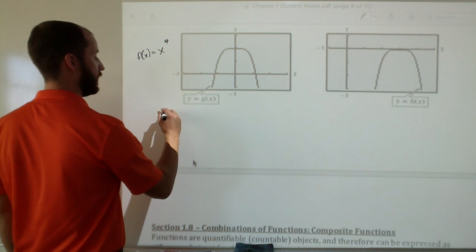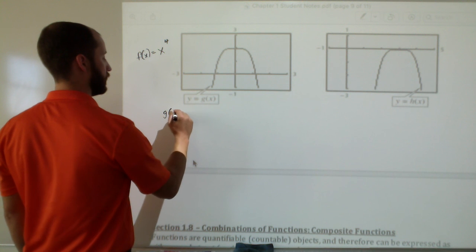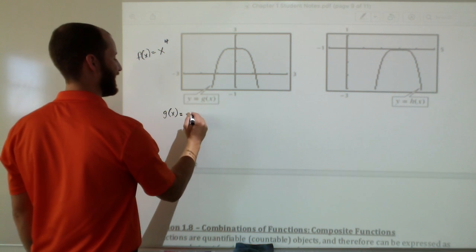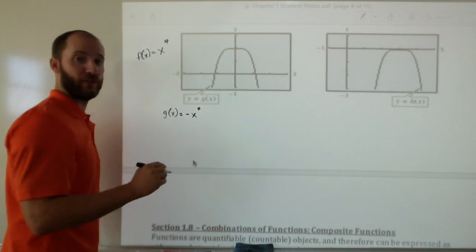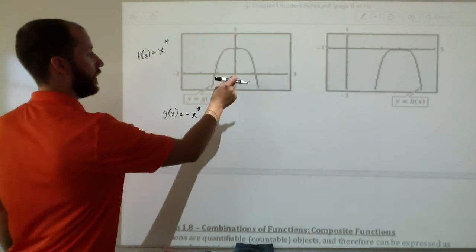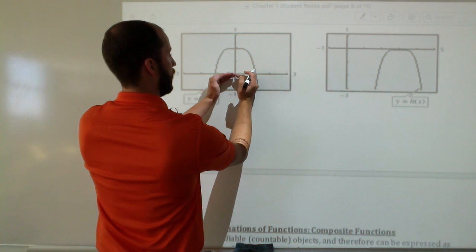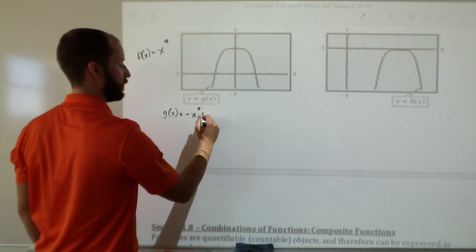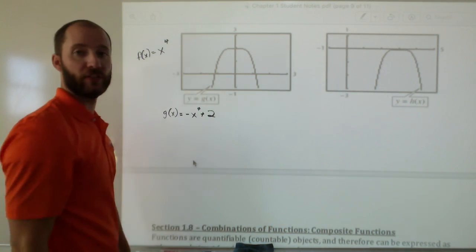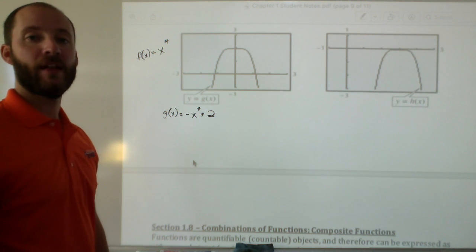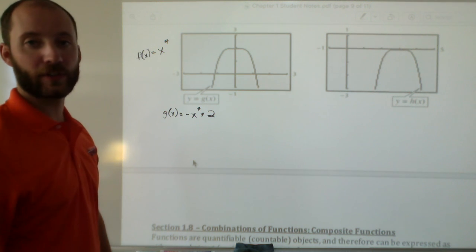So you might say, okay, g of x is negative x to the fourth. So it got reflected down, so it was going up and now it's going down. And then it got shifted up. So that vertical shift plus 2. So a reflection, then a vertical shift.